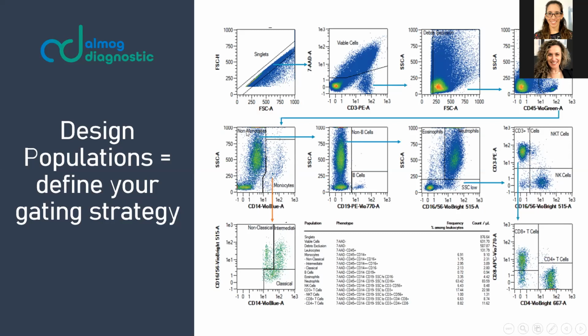If we are looking at non-monocytes, all the cells that are negative for CD14, we can go on and look at B cells, neutrophils, eosinophils, also T cells, NKT cells, and we can also look at the CD4 and CD8 T cells. And of course, we can go on, and we can gather our statistical data in a table. There are so many ways to do these things, but this is only one example.